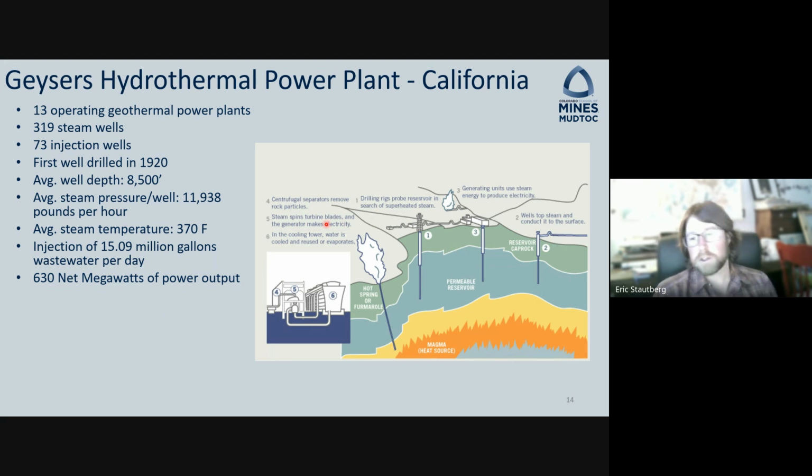And it's kind of interesting. A lot of these geothermal systems share kind of the broad elements of our classic petroleum systems. In this particular situation, they do have a reservoir caprock here, our top seal, and they produce steam from this permeable reservoir and use that to make electricity. So there really is a lot of overlap between these geothermal systems and what we've been doing in oil and gas for a long time.